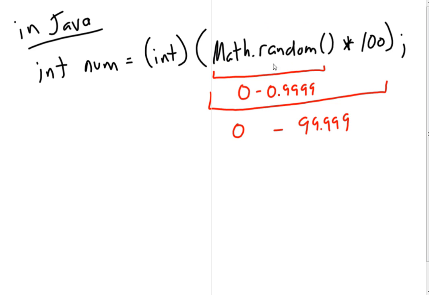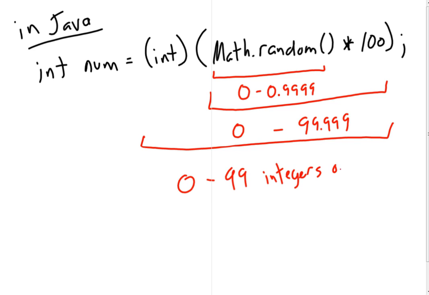So everything inside these parentheses is going to give us some random number between 0 and 99.999, and it's going to be a double. I mean, it could be 51.72, it could be 3.14, it could be 10.1234. It could be anything between 0 and 99.999 with lots of decimals after it, which is why we want to chop all those decimals off and cast it as an int. So now we have 0 to 99, including 0 and including 99, just what we wanted, integers only. Perfect. Beautiful. That's amazing.